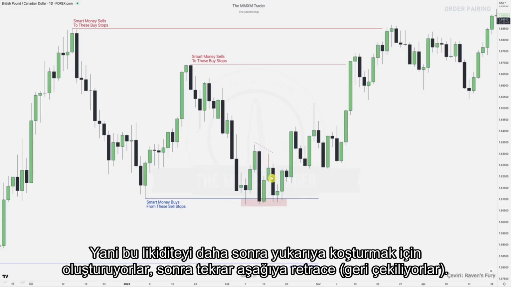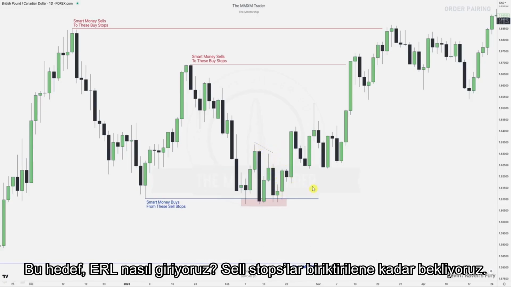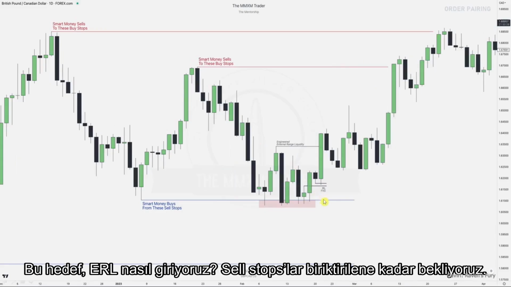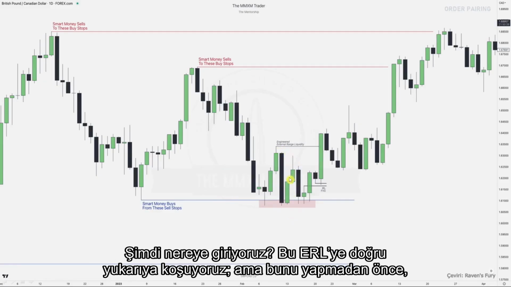They're retracing back down lower, right? So this retracement is an opportunity to get into the marketplace and aim for this external range liquidity. How do we get in? We wait for those sell stops to be accumulated for long orders for smart money. Then we have that external range liquidity over here with that failure swing, remember.